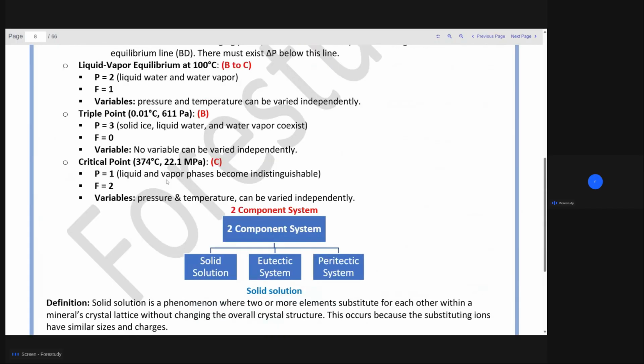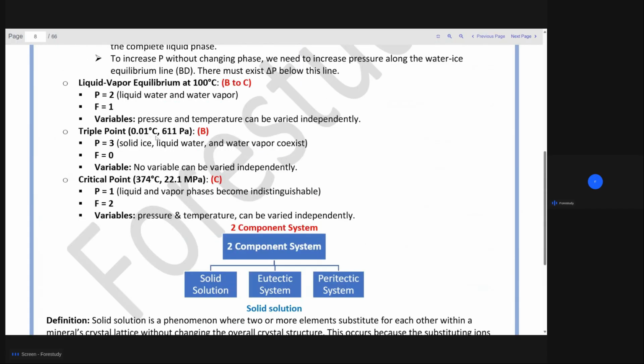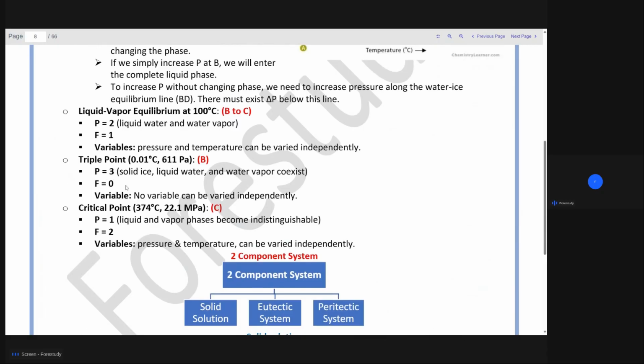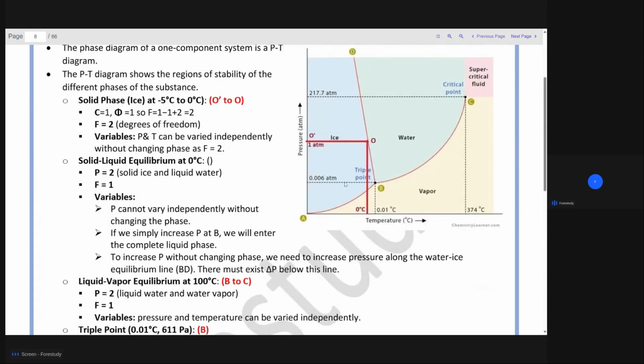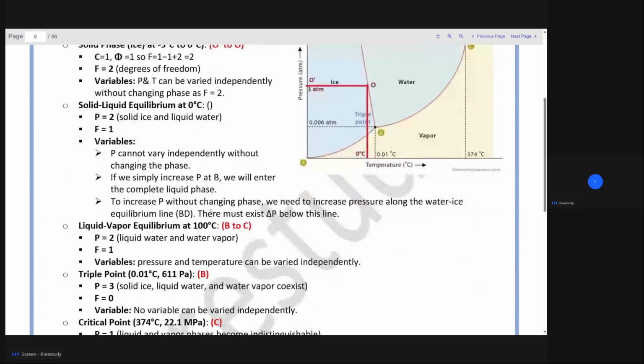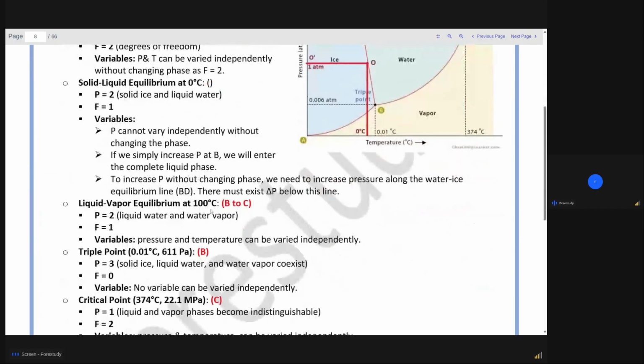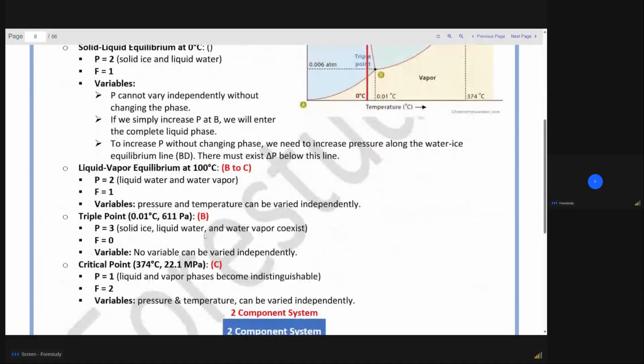Then there is the triple point, that is 0.01 degrees Celsius, 611 Pascal. So the phase is 3, F equals 0. At the triple point, remember: in a single area or phase, the degree of freedom will be 2. At a line, the degree of freedom will be 1. And at a single point, the degree of freedom will be 0. That means pressure and temperature are already fixed. You cannot manage any of the things. At the triple point, solid ice, liquid water and water vapor coexist. F equals 0, and no variable can be varied independently.